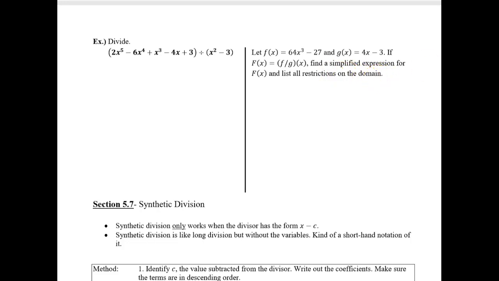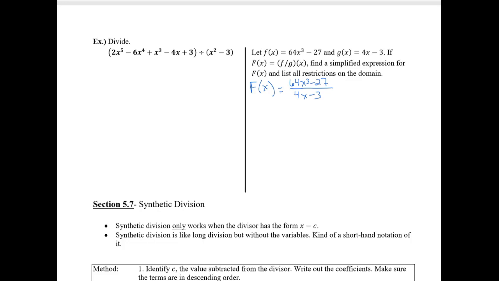Alright, so let's write this function capital F. It's f divided by g. So function f, which is 64x cubed minus 27, is being divided by 4x minus 3. So that's the function before it's been simplified.